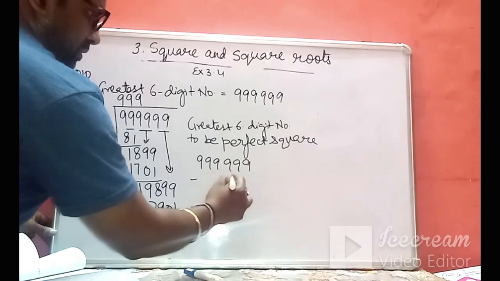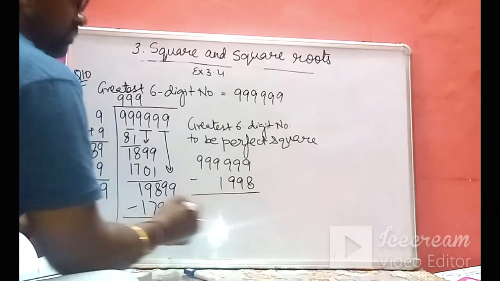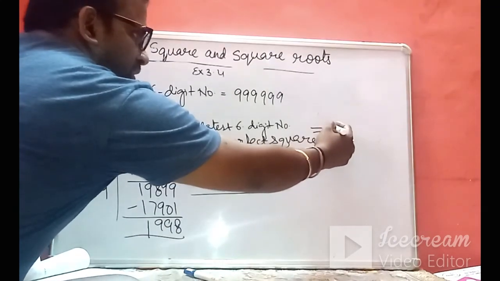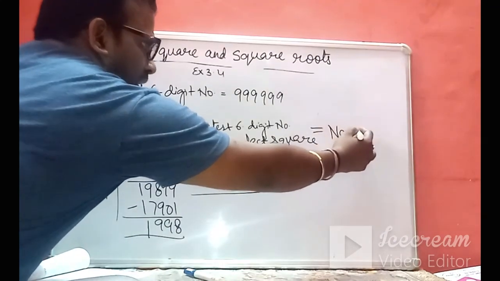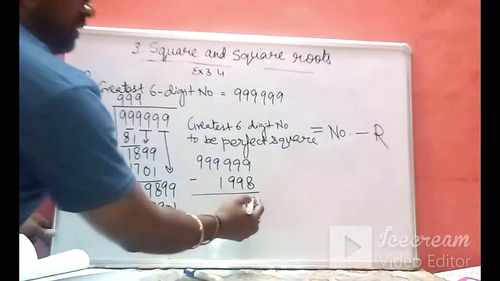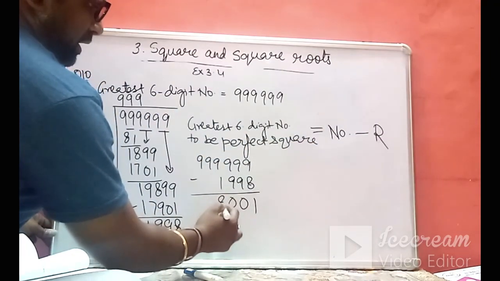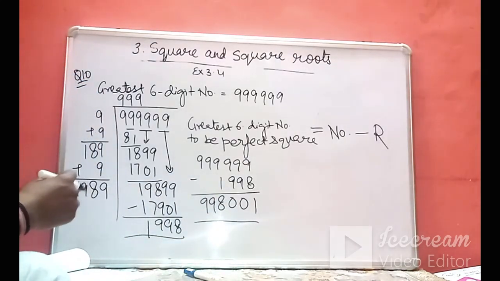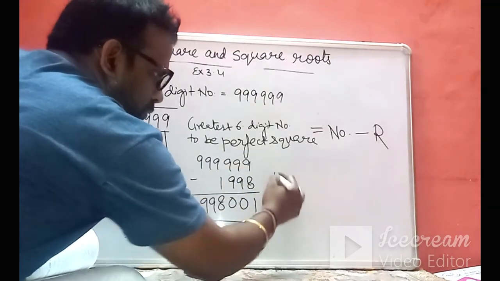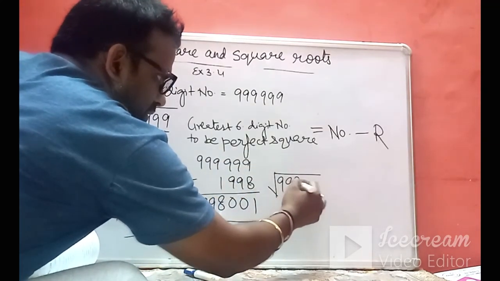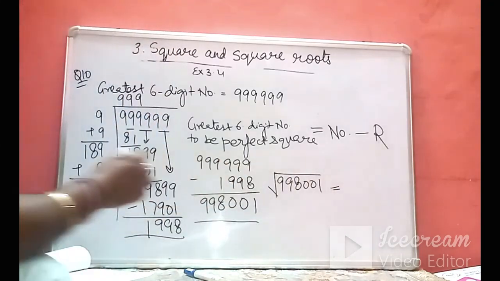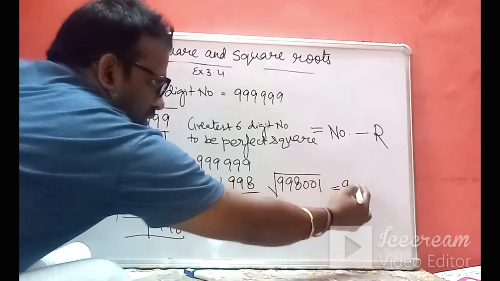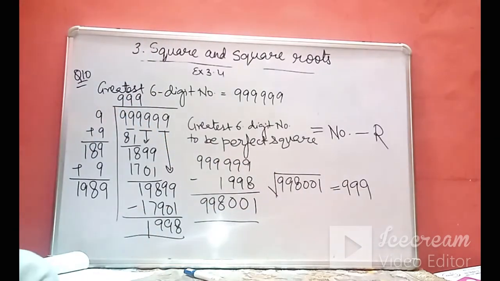So that number will be how much? The number minus this remainder. So it is 998001. And if you want to calculate the square root of this number 998001, no need to calculate again, because its square root will be this quotient only, that is 999. Understood?